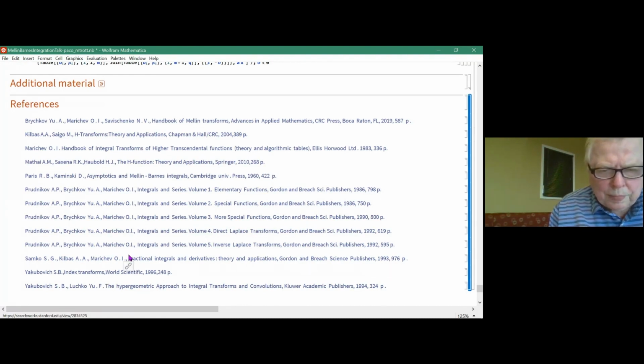Also, I work with transforms and integrals my whole life. You see here 5 volumes Integrals and Series, which I published together with Prudnikov and Brychkov, and recently published this book, Savischenko and Brychkov, Handbook of Mellin Transforms, and many other results we have. And my dream is to convert this text from my head into programs available for millions of people.